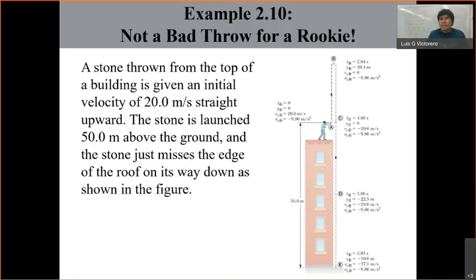You probably have done this in algebra when you did vertical motion, right? But I want to do it in a different way. I want to do it the scalar way. So I want to break down the motion in two. So let's read the problem.